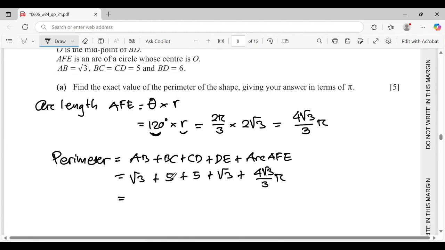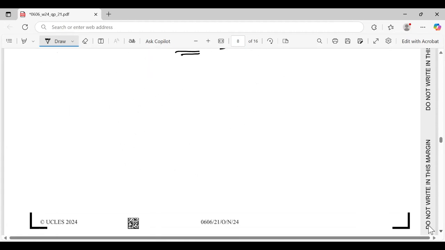So 5 plus 5 equals 10, and then this is 2 square root 3 because 1 square root 3, 1 square root 3, plus 4 square root 3 over 3 pi. This is the perimeter. Next question.